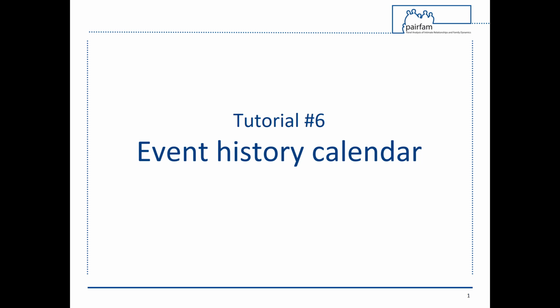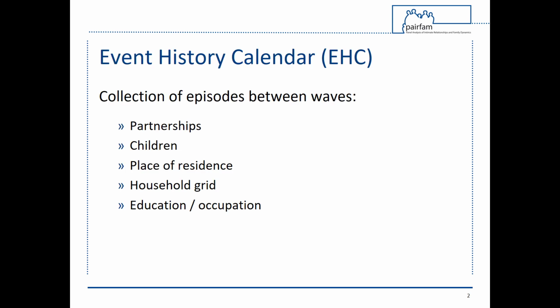Tutorial number 6 explains the content and handling of the Event History Calendar, or EHC, which is part of the survey variables for anchor respondents. What is the EHC? EHC stands for Event History Calendar. This special module was introduced in Wave 2 to collect episodes of partnerships, children, residents, the household grid, education, and occupation status between waves.